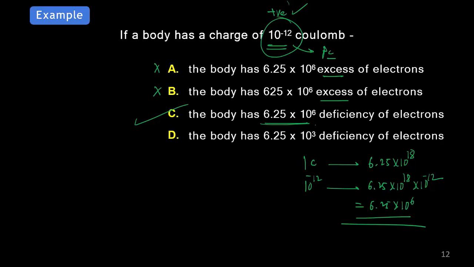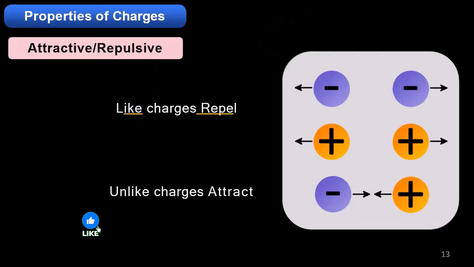But in numericals, the body may have any kind of charge. But in actual reality, you cannot transfer that much high amount of charge to a body. Okay. Now the properties of charge. So far we understand that there are two types of charges. Either it may be positive or it may be negative. So the first property is the attraction or repulsion of charge.